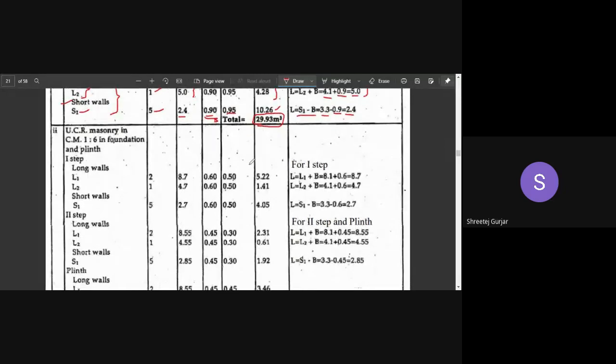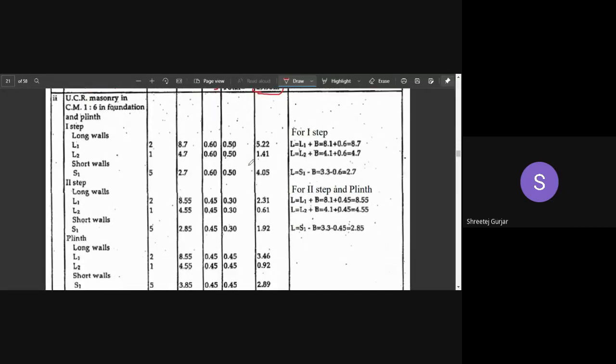Now moving on to your UCR, that is your foundation work. So we have to calculate for the first step, then for the second step, and then for the second step in plinth. Similarly, as we did in the center line method, we have to divide our second step into two parts, that is up to ground level and above ground level.